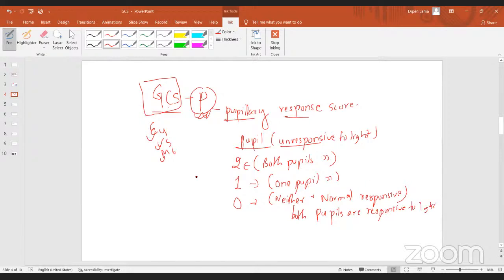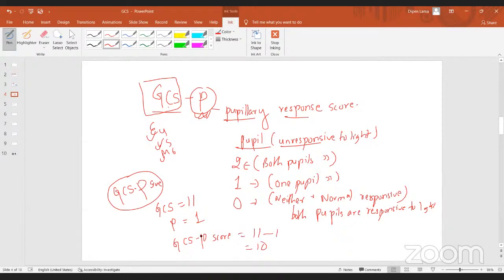So this is the score for GCS-P. If they ask the GCS-P score, we should suppose the patient has a GCS of 11 and a pupillary score. Suppose one pupil is unresponsive to light and one is normal, one is responsive to light. That means the score is 1. So for GCS-P score, simply we have to subtract from the total GCS, that is 11 minus 1, so the GCS-P score is 10. So simply we can calculate easily like this.